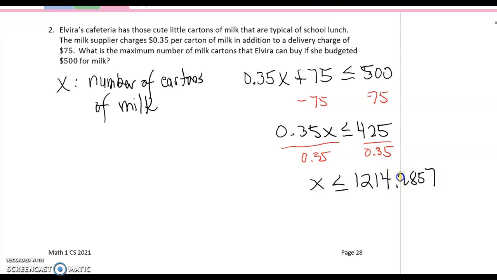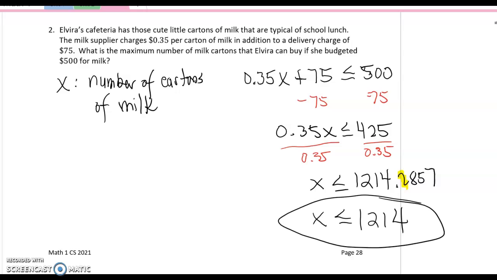Because this number right here is smaller than 5, we need to round this down. And that happens to be the appropriate amount here, so we're going to round this down to 1,214. So for Elvira to stay within her budget, she would need to order less than or equal to 1,214 cartons of milk.